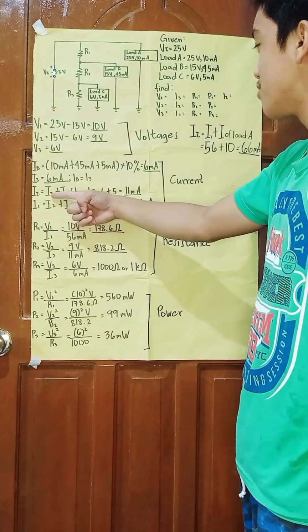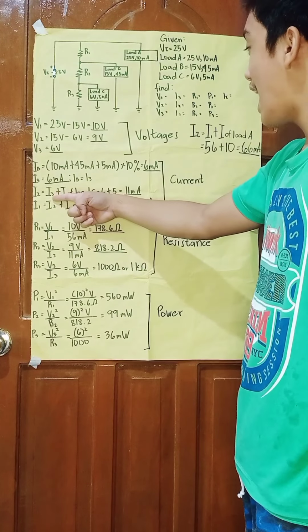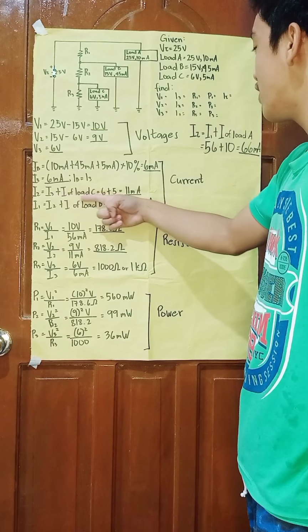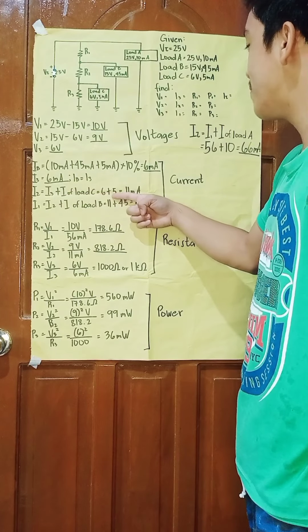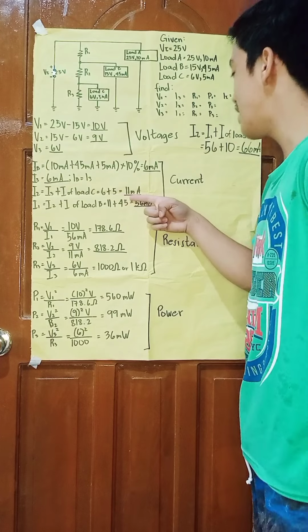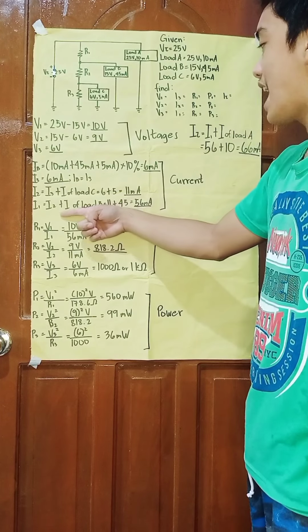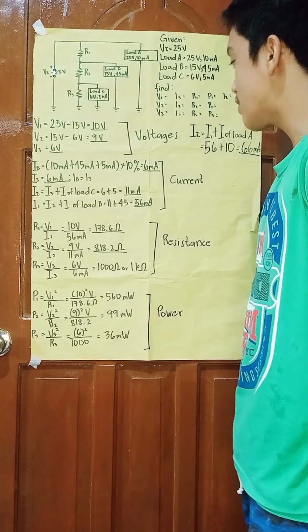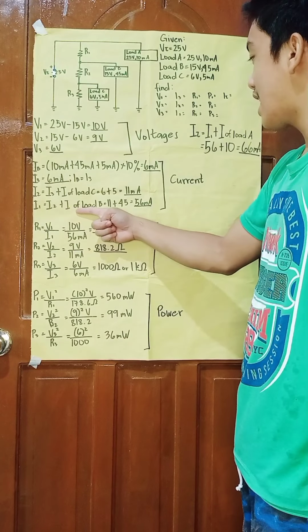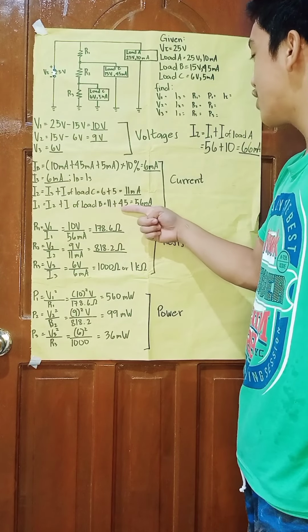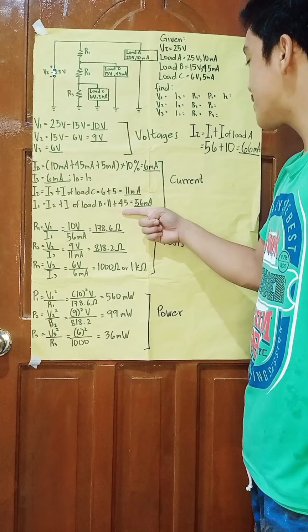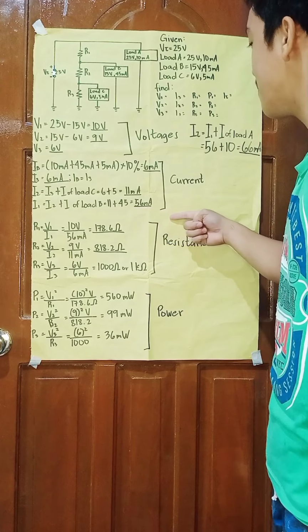Next is I2. So I2 is equal to I3 plus the current of load C, which is equal to 5. So 6 plus 5 is equal to 11 milliampere. Next is I1. So I1 is equal to I2 plus the current of load B, which is 45 milliampere. So 11 plus 45 is equal to 56 milliampere.